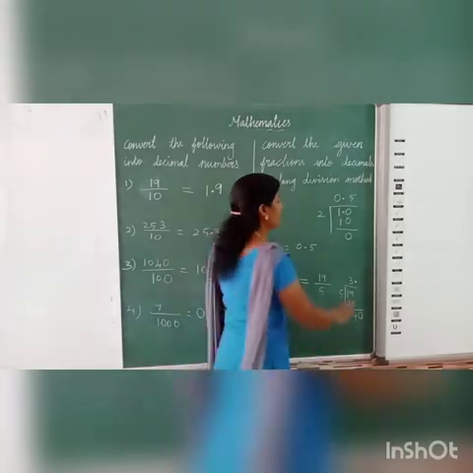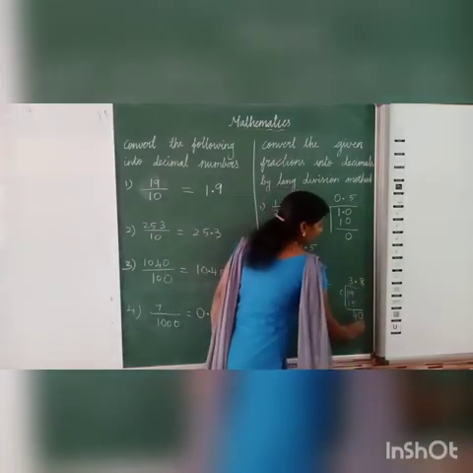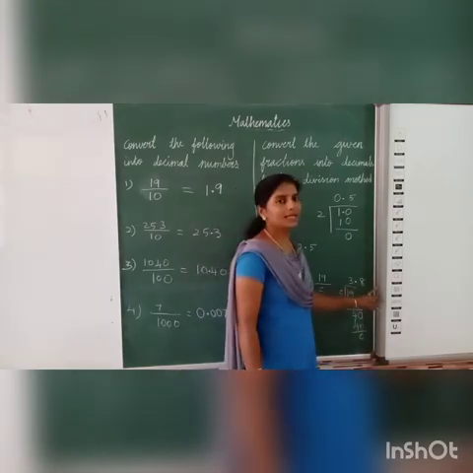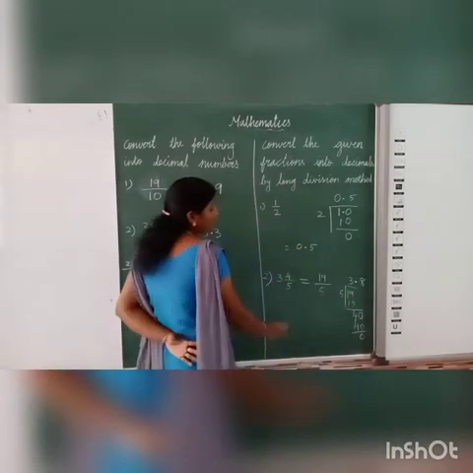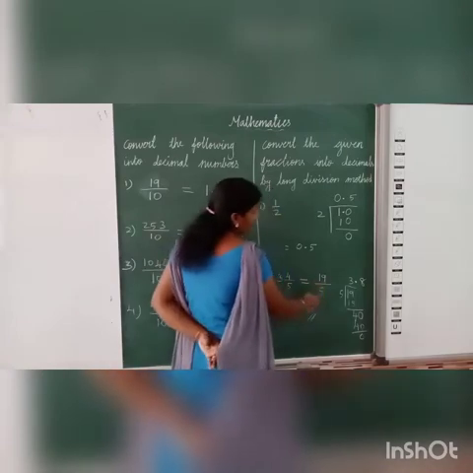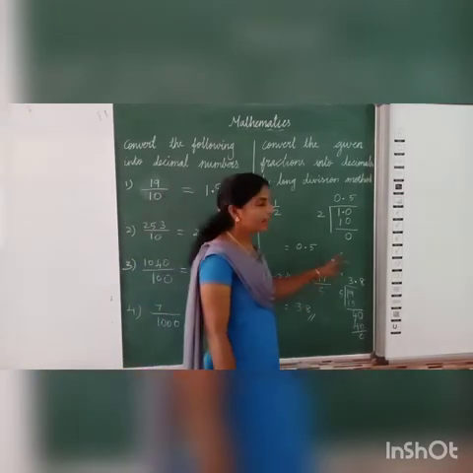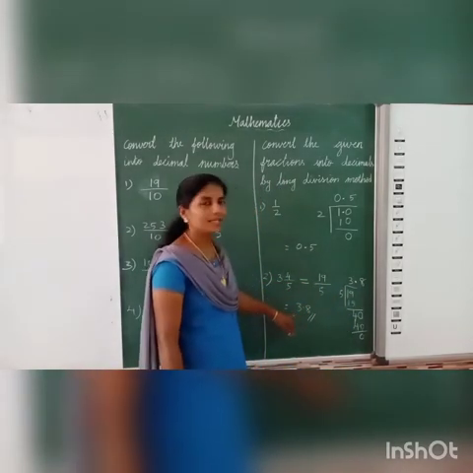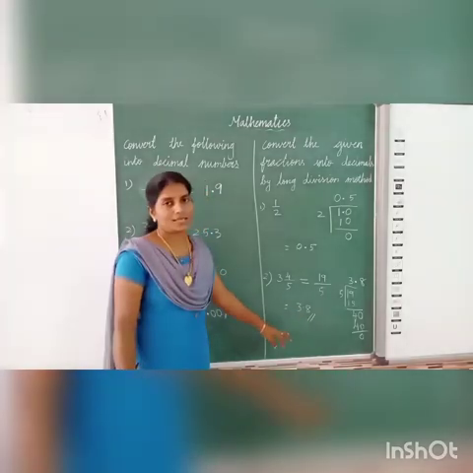5 table, 8 5s are 40. Okay. 8 5s are 40, remainder 0. Now here 3.8. Okay, 3.8 is the answer for 19 by 5. We can divide using the long division method.